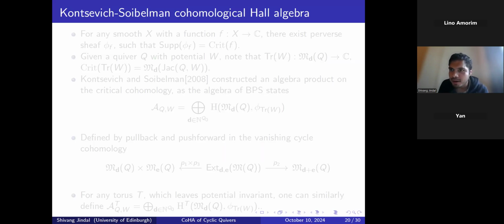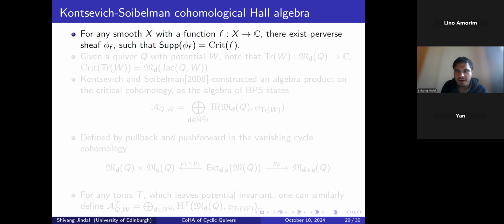Let me define or explain what the Kontsevich-Soibelman cohomological Hall algebra is. Given any smooth variety X with a function, there is a construction of a vanishing cycles perverse sheaf, and this sheaf is supported on the critical locus of the function. One can think that the purpose of this sheaf is to study the singular nature of the function. The critical locus consists of exactly the points at which the differential is 0. So this perverse sheaf measures how singular the function is.